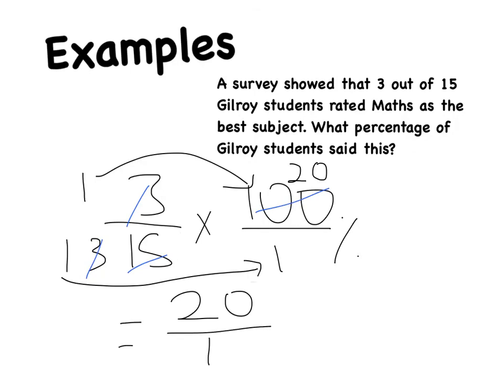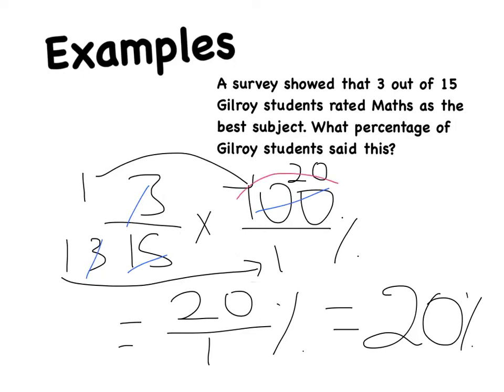So when you recognize 20 on 1%, you know that if anything is on 1, it means itself as a whole. So it would become 20%. So 20% of Gilroy students said that maths was the best subject. That's my answer. Okay? It's pretty straightforward. Just making sure that in order to do anything, we always need to multiply by 100 on 1 as a fraction. Then I can perform my basic multiplication.